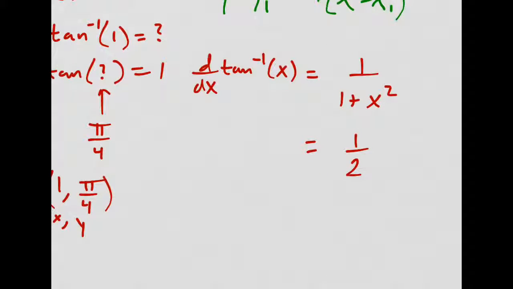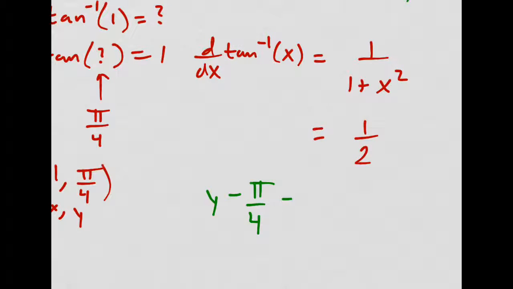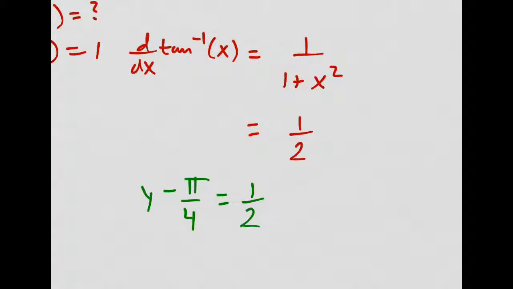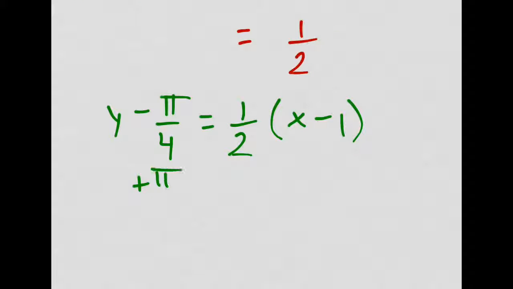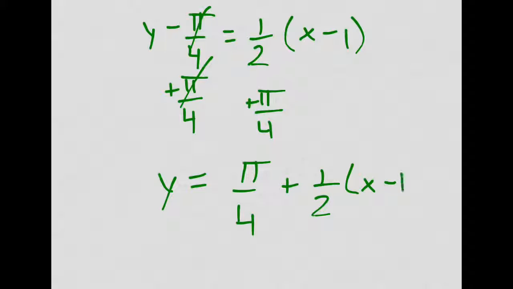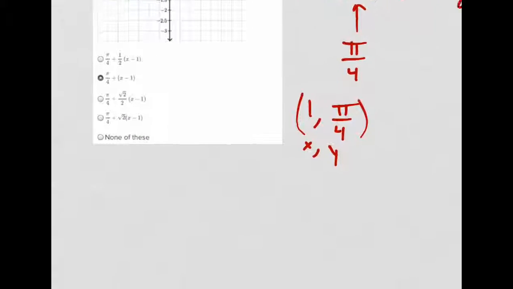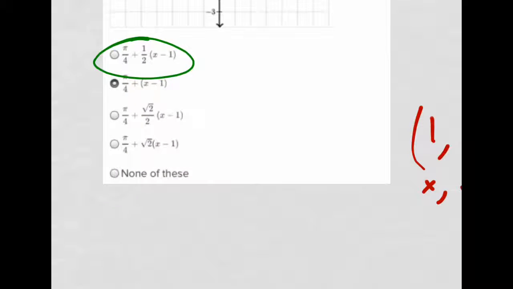Now I'll just plug stuff in. y minus pi over 4 equals 1/2, that's the slope, times x minus 1. And then I'll add the pi over 4 over, so that it looks like our answers on the other side. So here we have, it looks like this one is the answer.